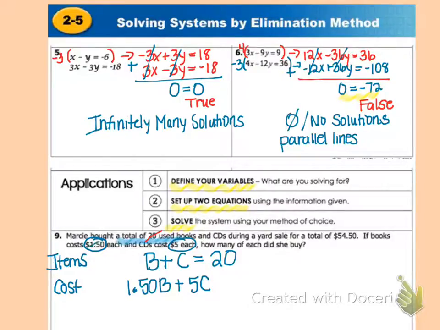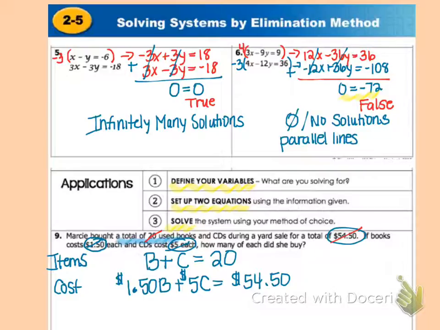And then this total, so again, I'm using these, I'm going to cross them out. And then there's a total dollar amount. Since these are all dollars, they're all going in our cost equation of $54.50. Now that's going to give us two true equations that relate all of the information that we have about these books and CDs. They're basically like two clues to help us figure out how many books and CDs were purchased.